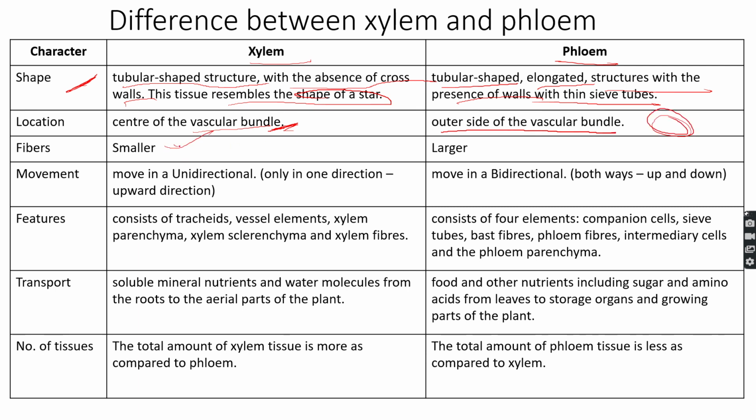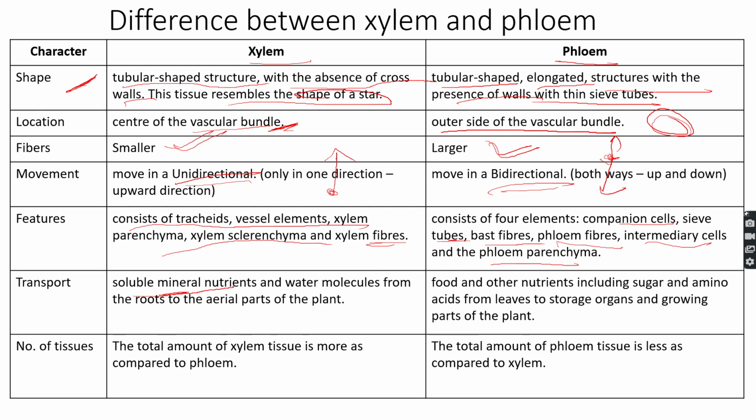Fibers are smaller in xylem, but in the case of phloem they are very large. And movement, if we see, is unidirectional from root to shoot in xylem, but it can be bidirectional in phloem, from the leaf to the upper part and lower part both. Okay, so features: xylem consists of tracheids, vessel elements, xylem parenchyma, xylem sclerenchyma, and xylem fiber, and phloem consists of companion cells, sieve elements, bast fibers, phloem fibers, intermediary cells, and phloem parenchyma.